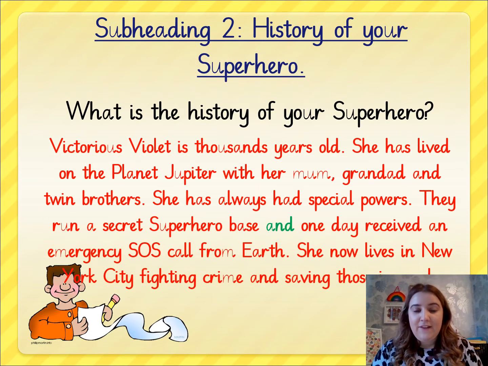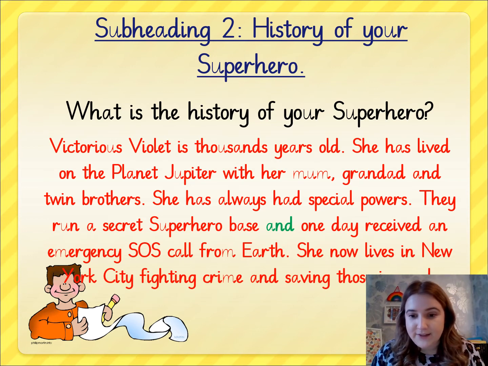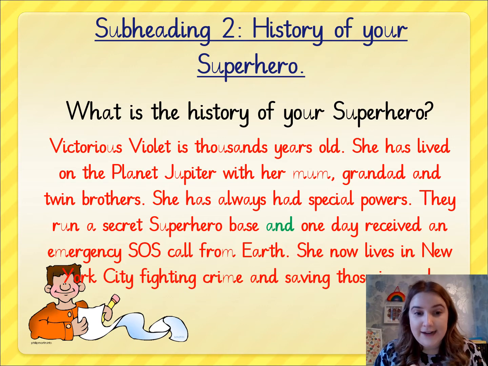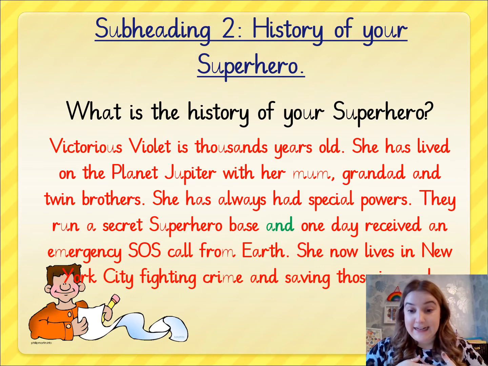Here's mine. Victorious Violet is thousands of years old. She has lived on the planet Jupiter with her mum, granddad, and twin brothers. She has always had special powers, and they run a secret superhero base and one day received an emergency SOS call from Earth. She now lives in New York City, fighting crime and saving those in need. So that's my idea of where my superhero came from.